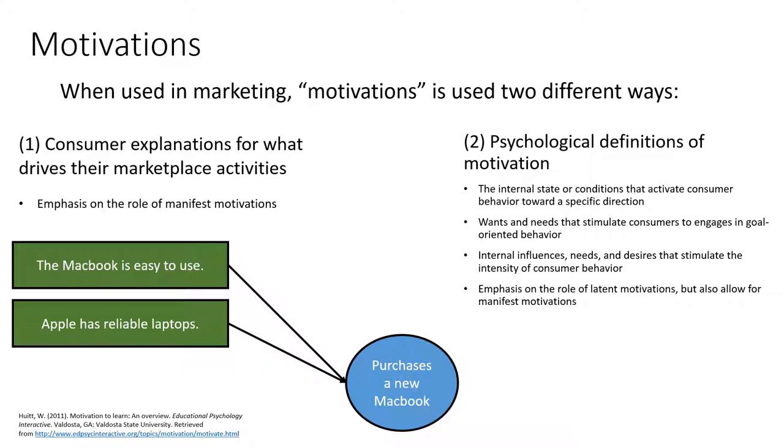Now, when we look at psychological definitions of motivation, we realize there's more to it than mere manifest motivations. From a psychological standpoint, we're talking about the internal state or conditions that activate consumer behavior towards a specific direction. The wants and needs that stimulate the underlying engagement in some sort of goal-oriented behavior. What's important about these two statements here is they don't say that the person has to be explicitly aware of what that motivating state might be, merely that it exists internally within them. Which leads us to our final bullet point.